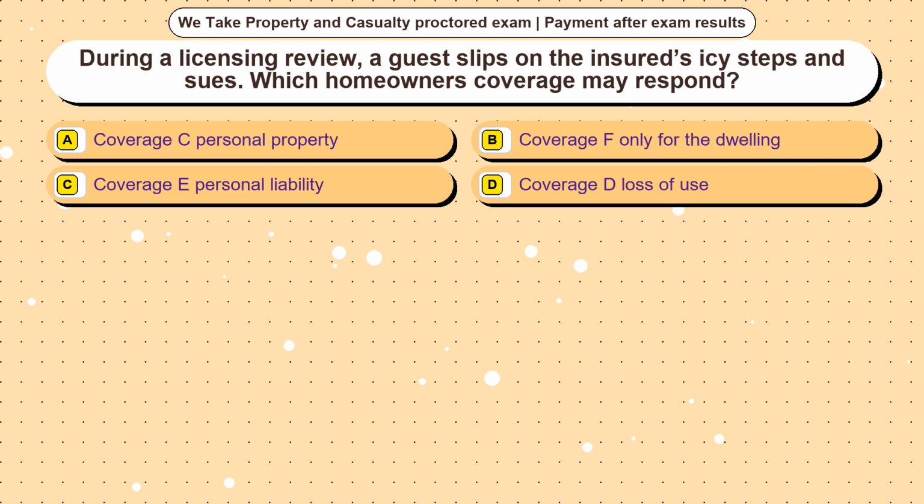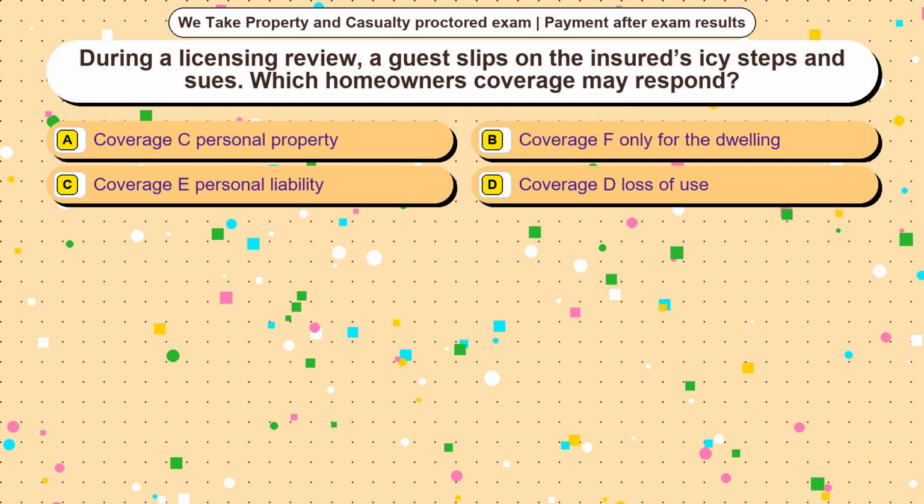Question 16. During a licensing review, a guest slips on the insured's icy steps and sues. Which homeowner's coverage may respond? Option A, coverage C, personal property. Option B, coverage F, only for the dwelling. Option C, coverage E, personal liability. Option D, coverage D, loss of use. The correct answer is option C.